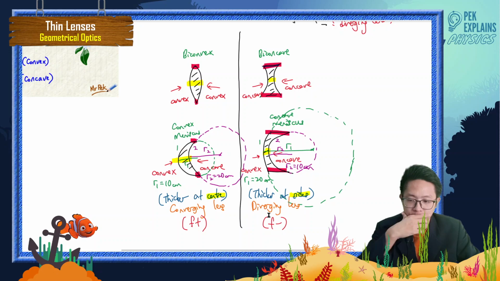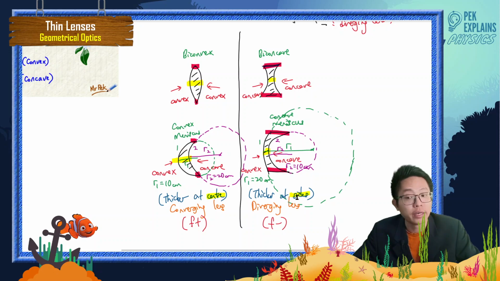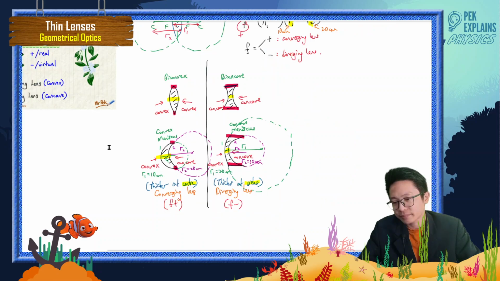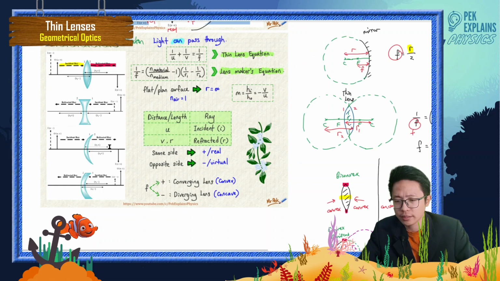If thicker at the center, F is positive. If thicker at the side, F is negative. That's one very fast way to determine converging or diverging. What I can say is a converging lens normally is fat, and a diverging lens is thin. That's about the shape of it.